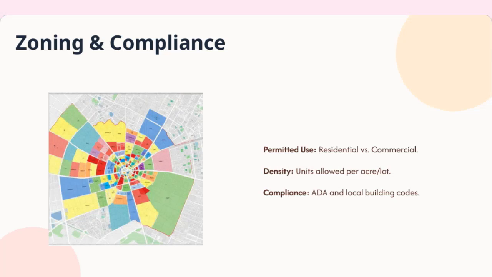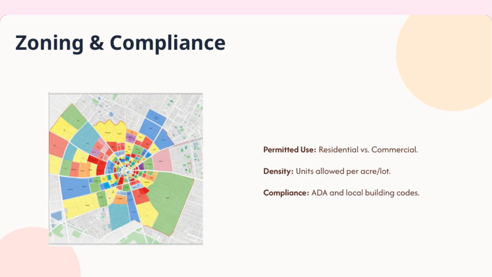Let's talk about zoning and compliance, which are crucial in any development project. First, compliance with ADA and local building codes is essential to ensure our projects are accessible, safe, and meet legal standards. It's not just about following rules, it's about creating spaces that are welcoming and usable for everyone.